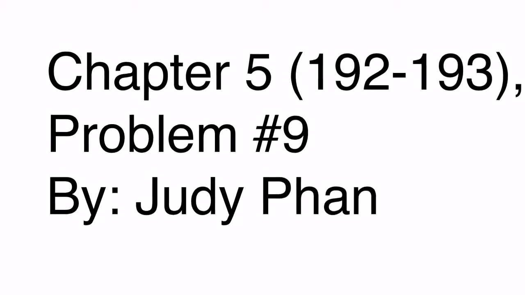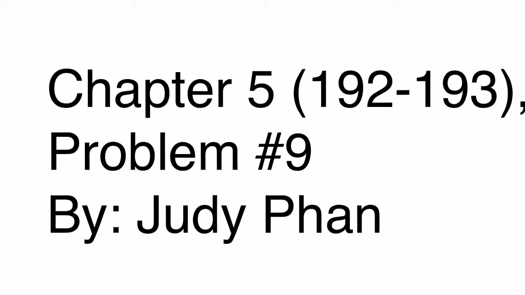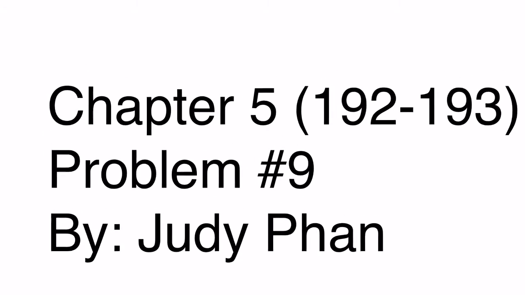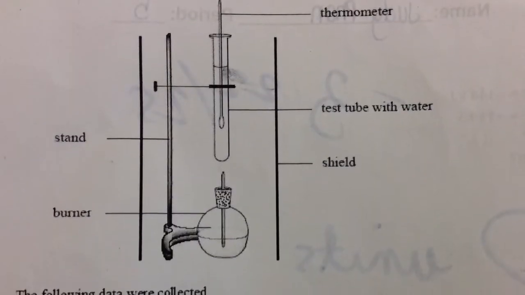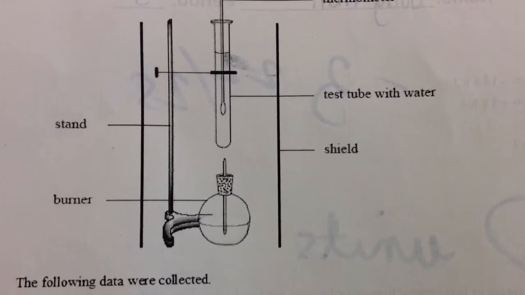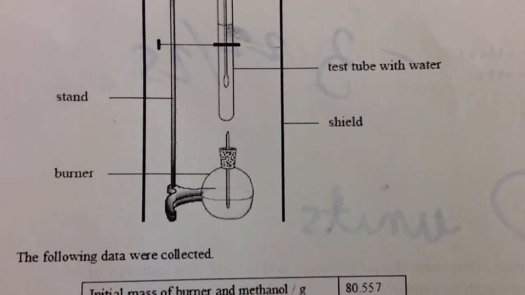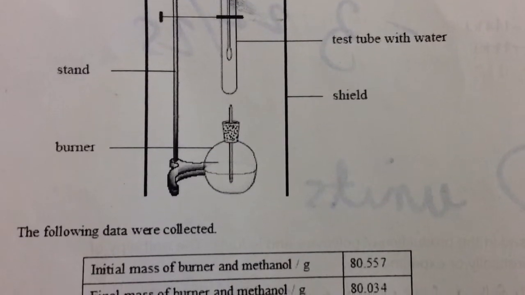I will be doing problem 9 on chapter 5 on pages 192 to 193. This is a diagram of the picture for the question, which includes a thermometer, stand, burner, test tube with water, and shield.